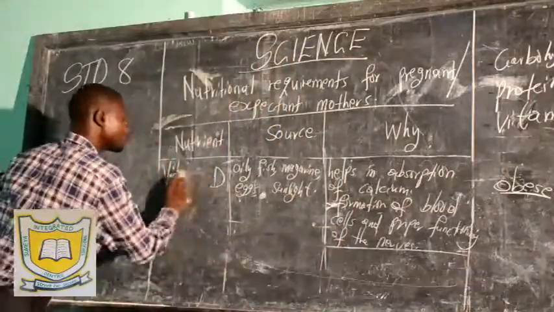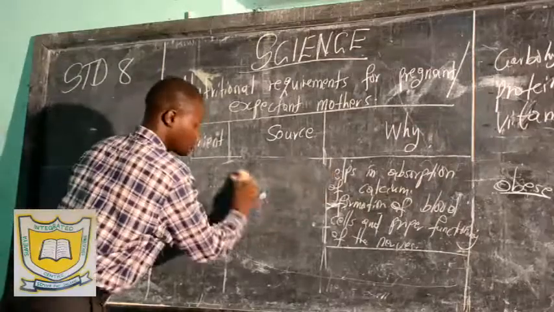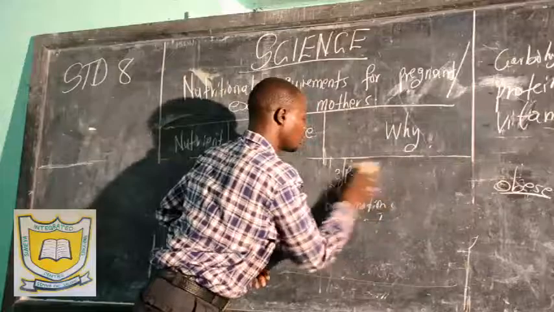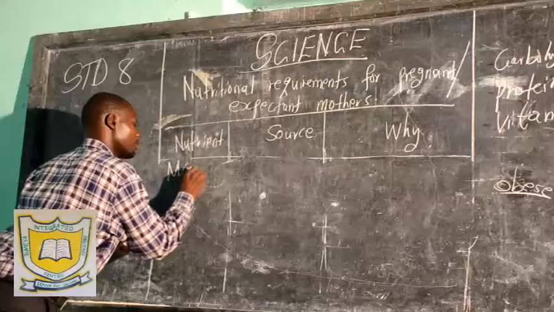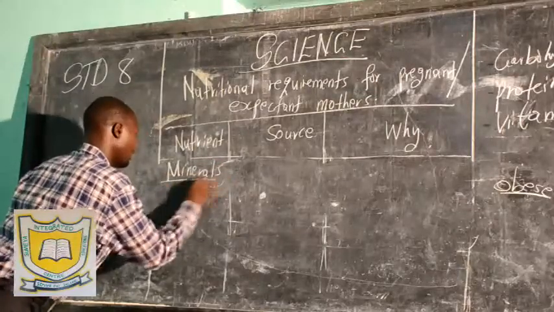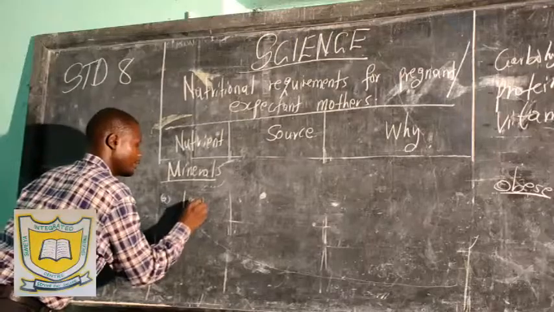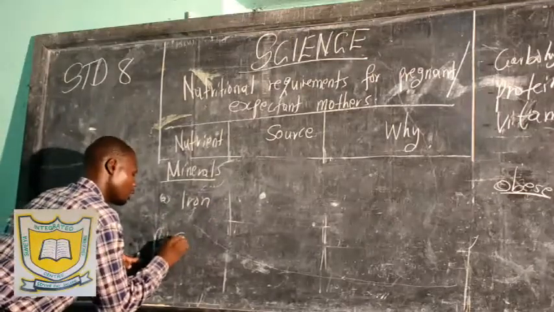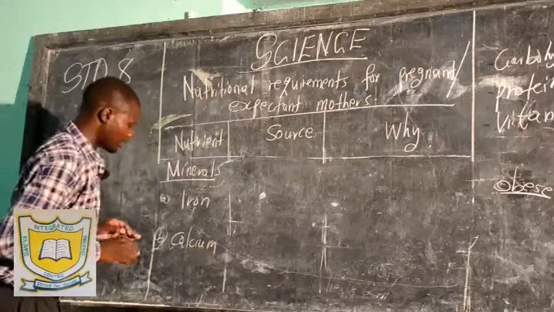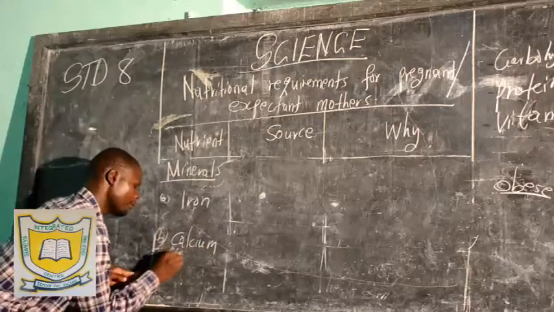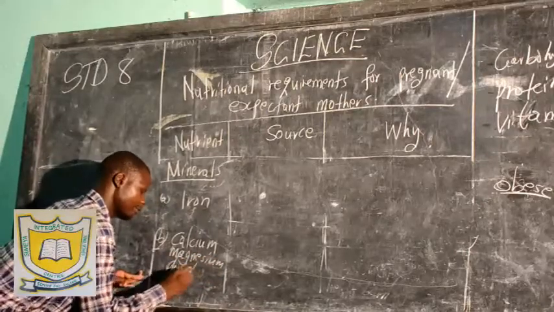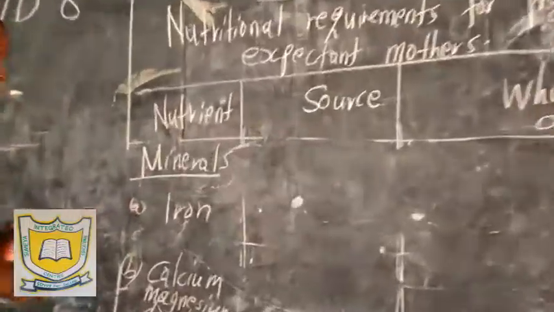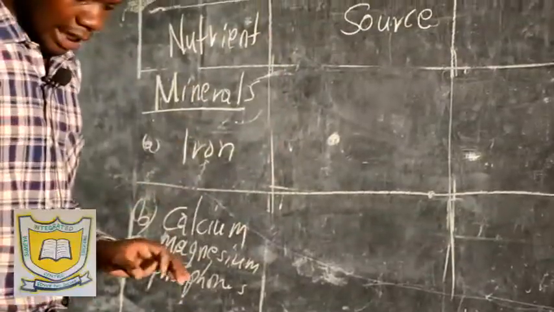These are minerals. Let us talk about minerals. Under minerals, we have iron, calcium, magnesium, and phosphorus. We have two categories of minerals. We will have to talk about the sources of these minerals and their functions.